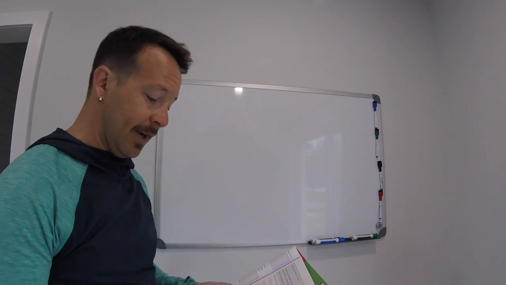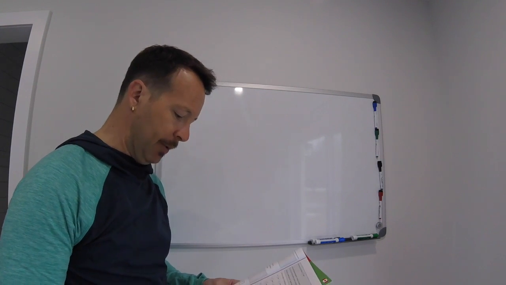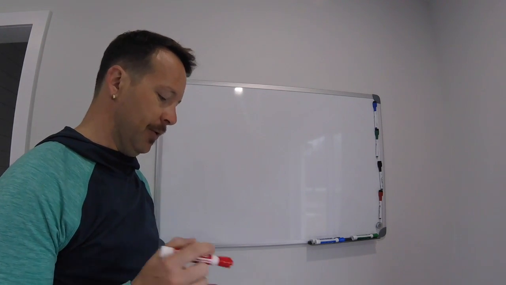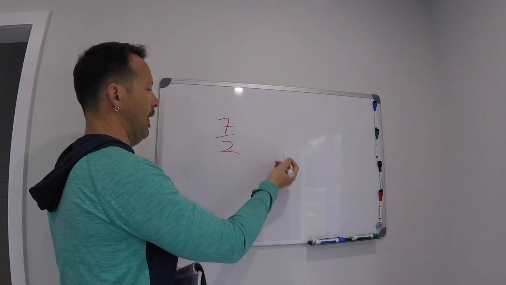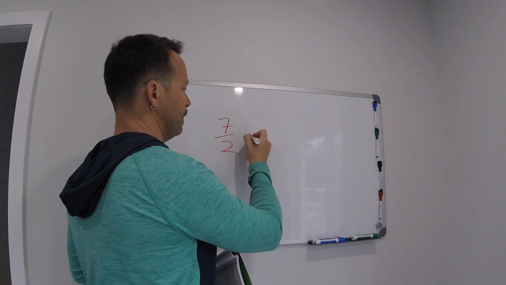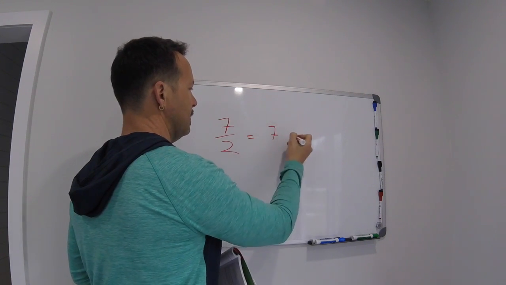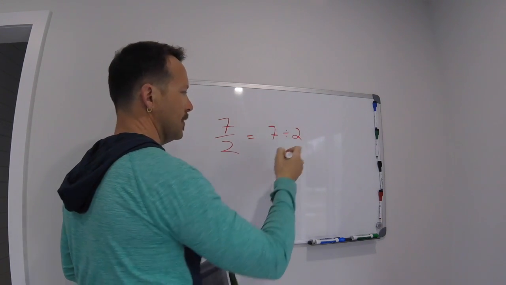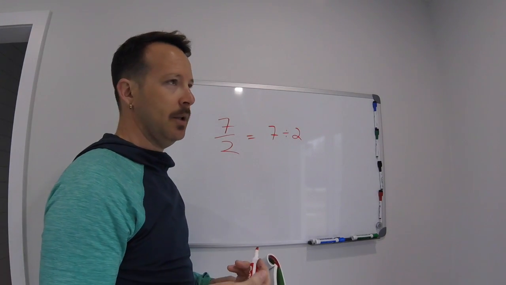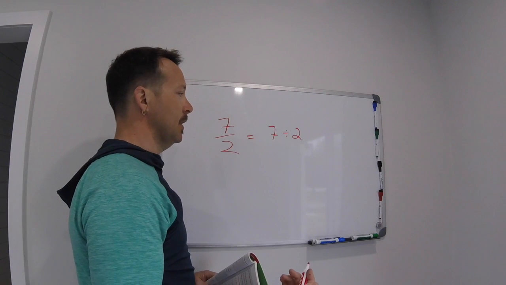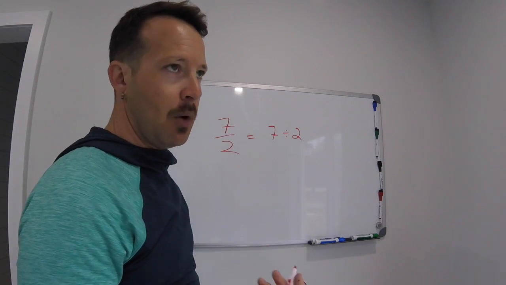Okay, now they did the second one for us, and we're going to keep going. So 7 over 2, and I'll write this one out. 7 over 2, and then they break this down. 7 divided by 2. So how many times does 2 go into 7? Well, 2 goes into 7 3 times. 2 times 3 is 6. Doesn't go in 4 times because that would be 8.